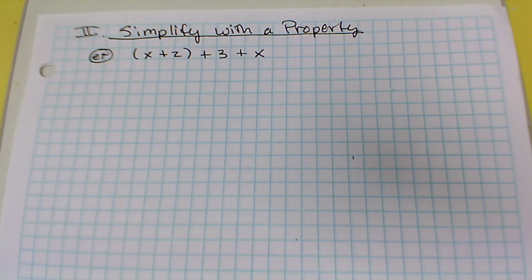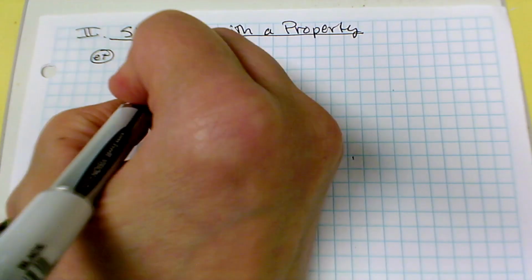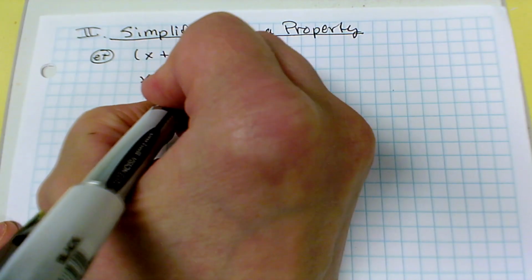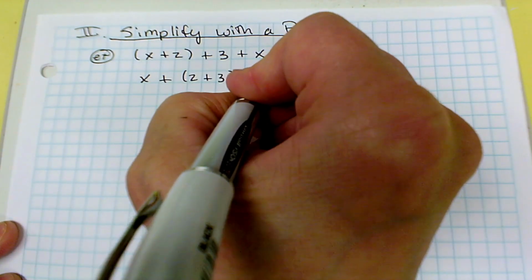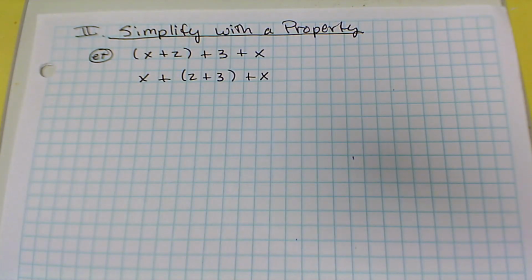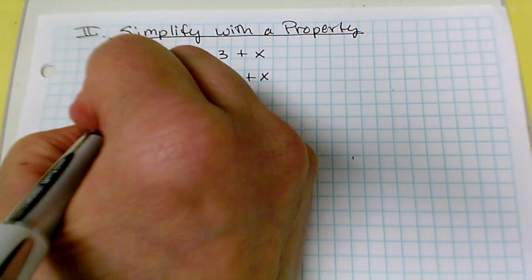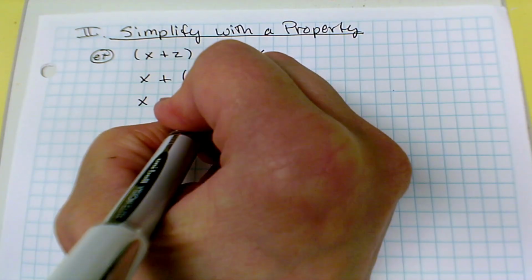Okay, so to simplify this, you can use a property to move the parentheses where it makes sense, because you can only add numbers to numbers, x's to x's, right? So I can use associative property of addition to move the parentheses over, so they are around the 2 plus 3, because I can add numbers together. So 2 plus 3 is 5.